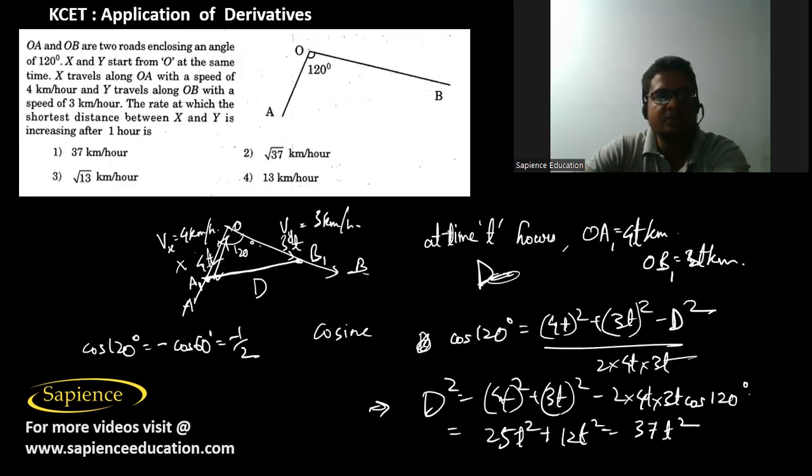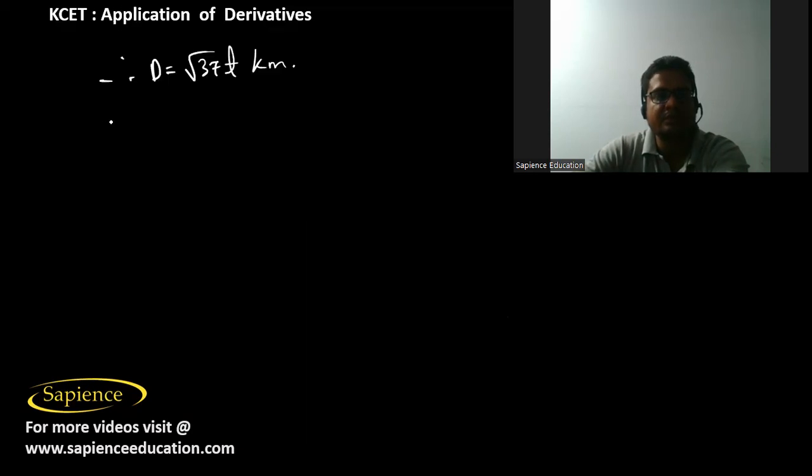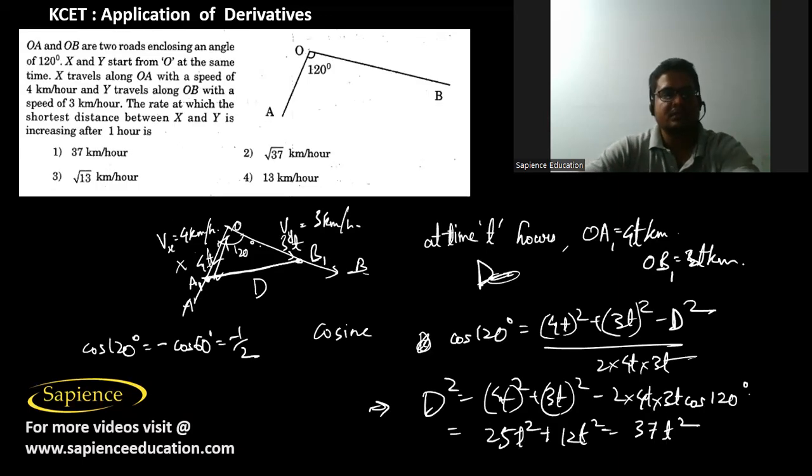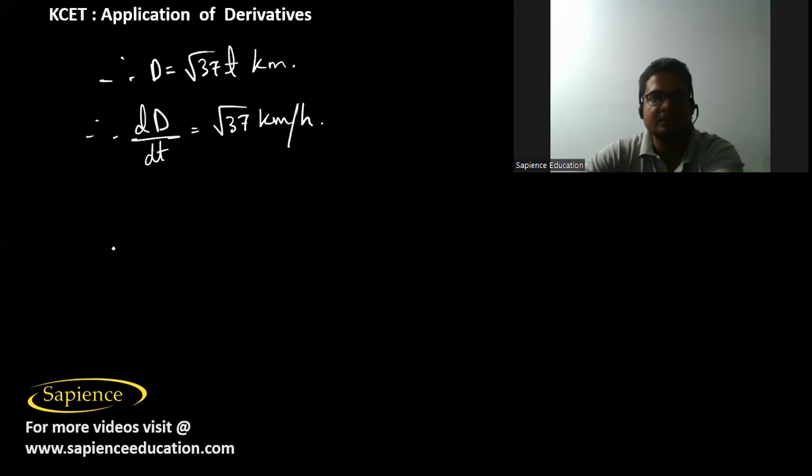So the rate at which the shortest distance will increase after 1 hour, therefore dD by dt is equal to root 37 kilometer per hour. So at this rate only, this shortest distance between x and y will increase, which is root 37 kilometer per hour. So option 2 is the correct answer.